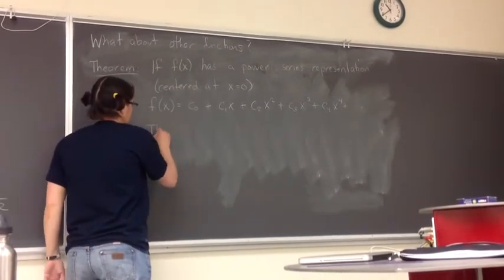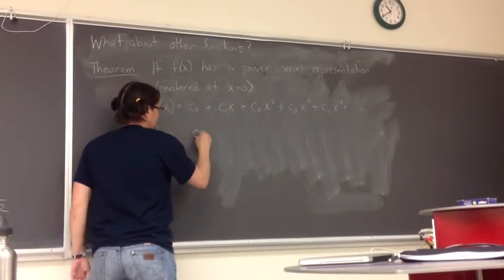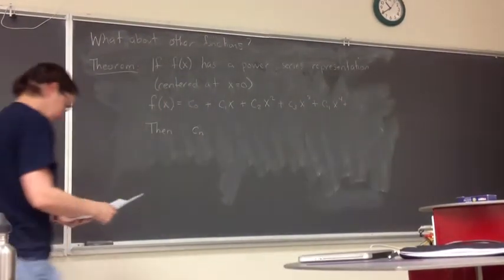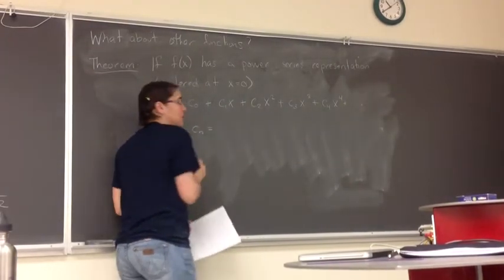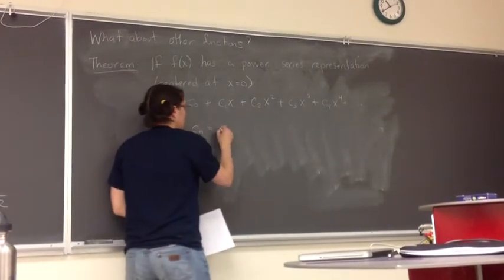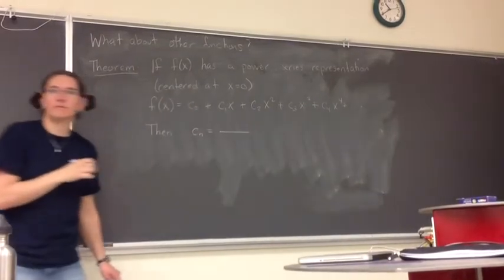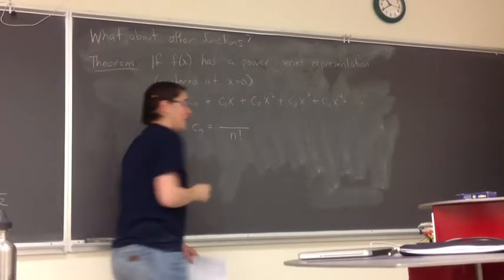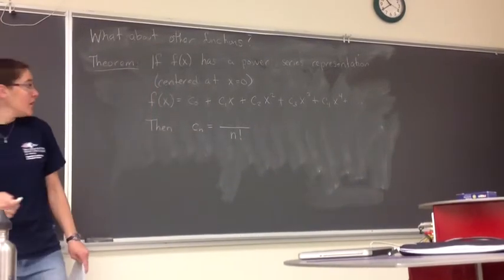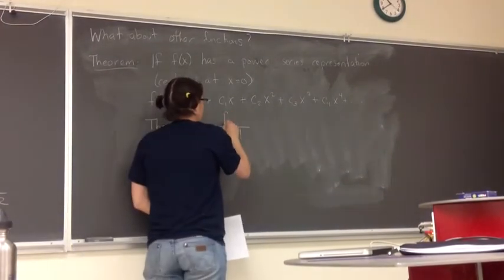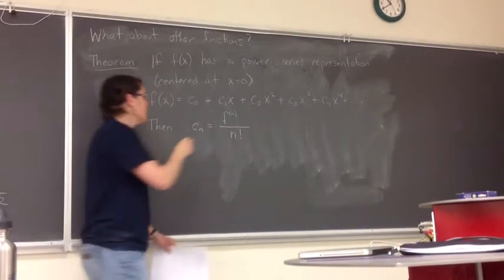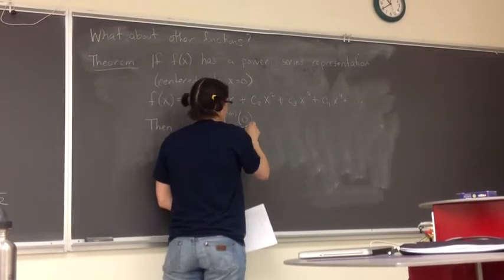So if that's true, then the nth coefficient, Cn, is equal to a fraction whose denominator is n factorial and whose numerator is the nth derivative of the function evaluated at 0.